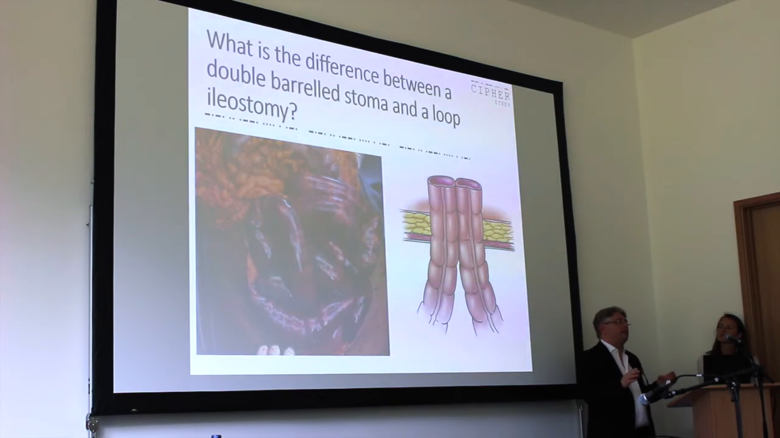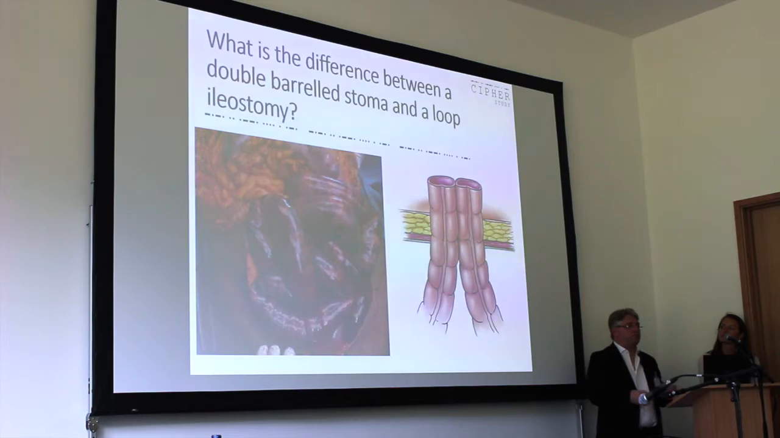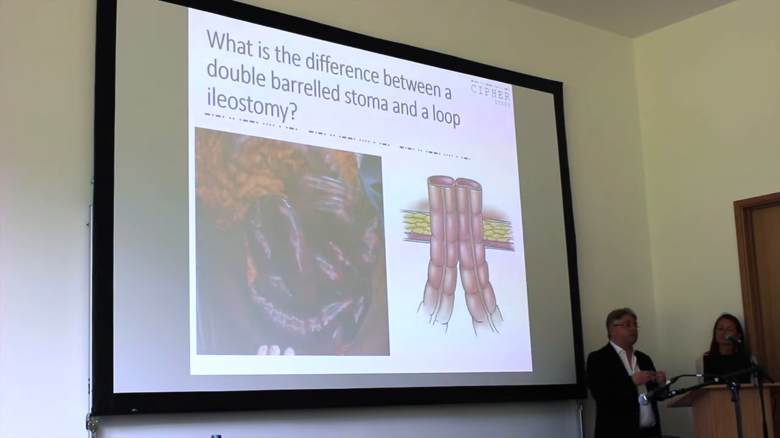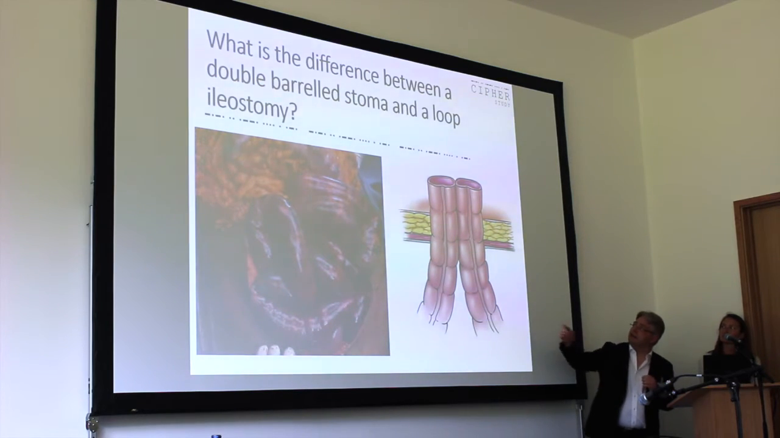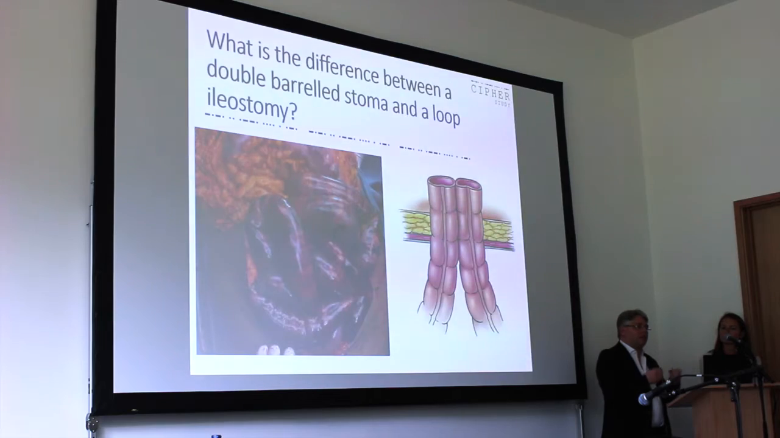Joining the two ends together in this circumstance would be a very risky endeavour. And so what we tend to do is to bring the two ends of bowel out through the tummy wall through the same single profile. You can see an example of what it would look like there. So yes, there are two lumens, and they come out.